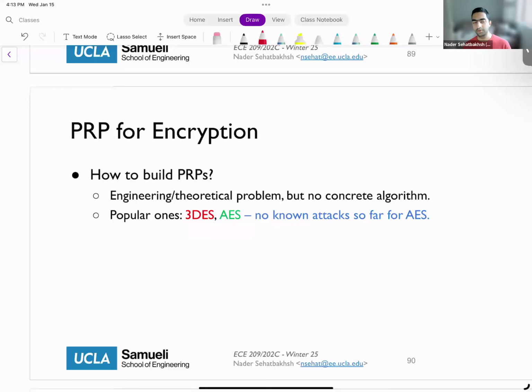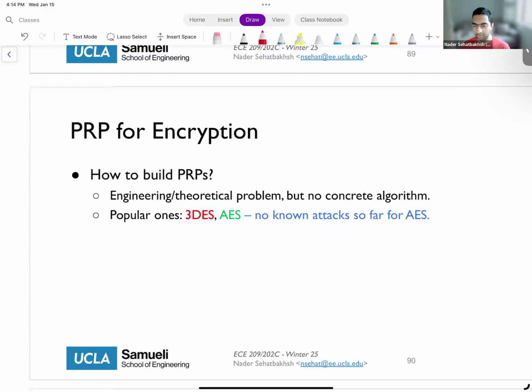How do we build these PRPs? There's no theoretical method or algorithm for building PRPs. There are some principles, such as, for example, a good PRP should have some form of non-linearity in it. Otherwise, the attacker can reverse engineer it. But there is no known algorithm for creating a PRP. So it is mostly an engineering problem, a combination of engineering and some theoretical problems, that many people over many years have spent time on.